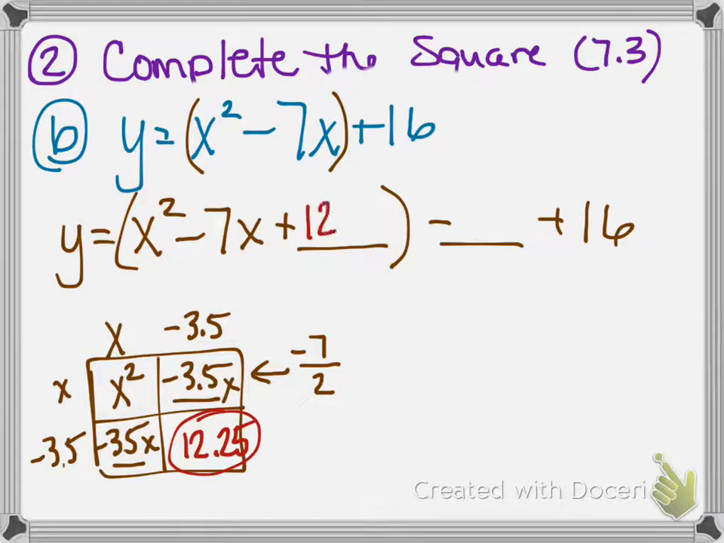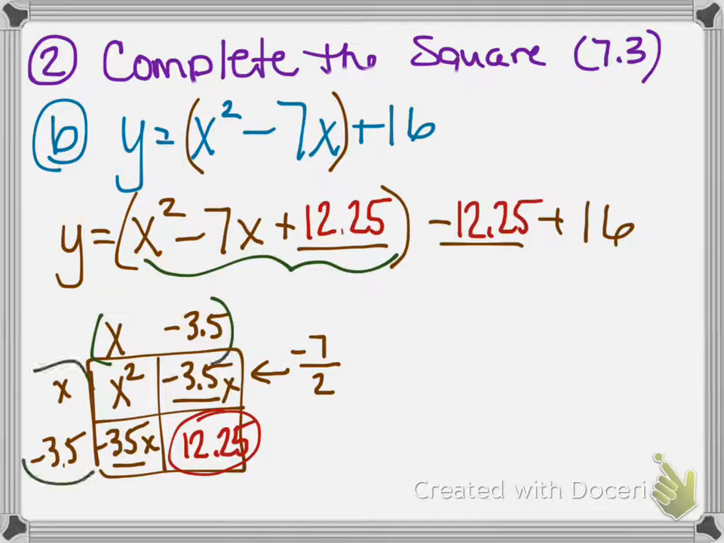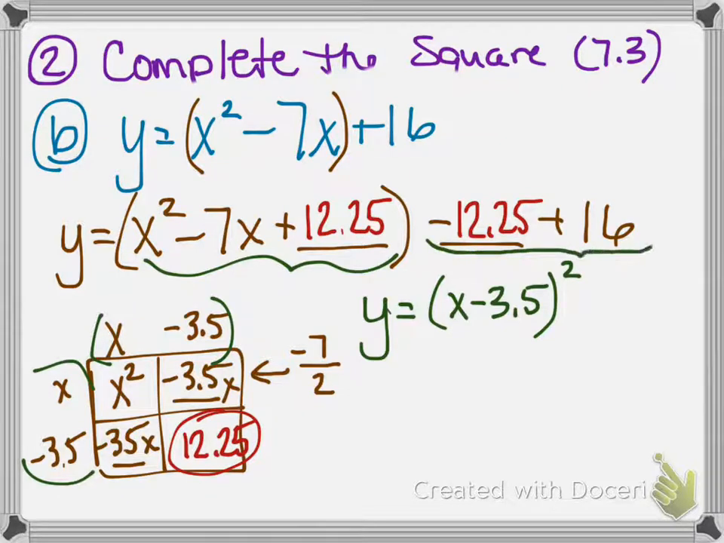So in the blanks, 12.25 and 12.25. From here, factor, which just comes from the outside of the square that I drew. So my new equation, y equals x minus 3.5 squared, and then simplify negative 12.25 plus 16, which gets you plus 3.75.